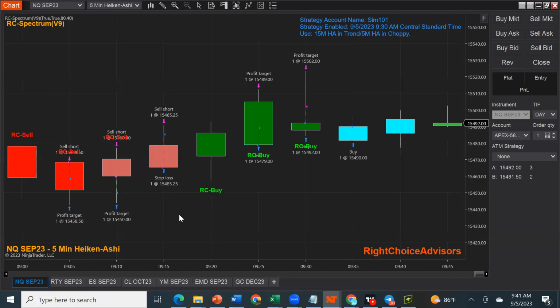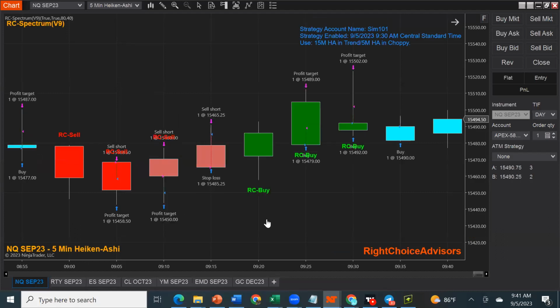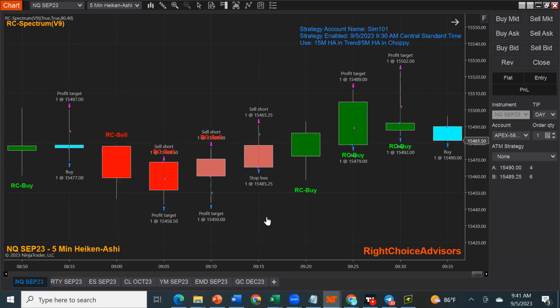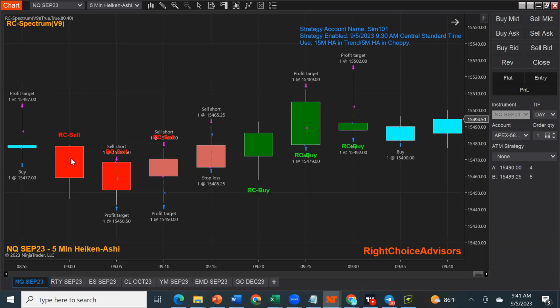Whether the market is choppy or trending, this is one more way you can know, right? If you see a lot of reds or a lot of dark reds, that means the market is in a downtrend. Or you see a lot of bullish green candles, dark green candles, that means the market is in an uptrend.